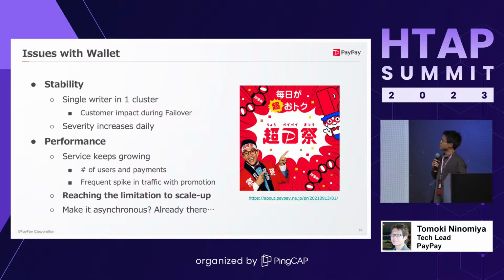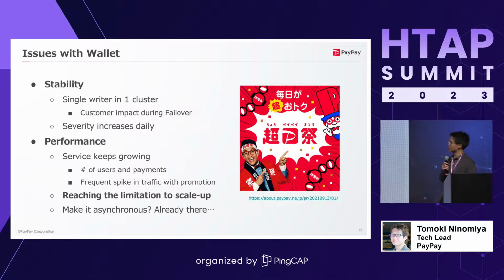So let me dig into the issues a little bit more. The first issue is stability. Since we have a single writer in one cluster, if we have any failure on the writer, we are able to make a failover in a short time. But since we have only a single writer, all customers get impacted during failover, even though it is a short time. Since we are growing rapidly, this severity increases daily.